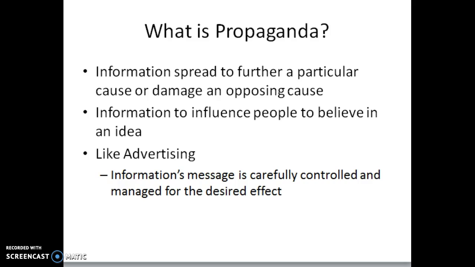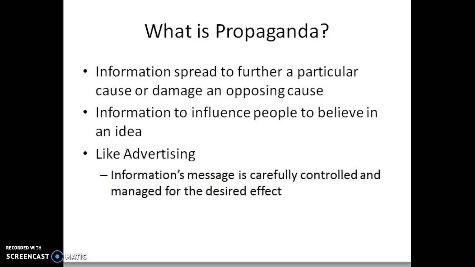If you're looking to do something about propaganda for your World War One artifact, we need to look at the definition of propaganda. It is information spread to further a particular cause or damage an opposing cause. So you're either trying to convince people to think like you, or you're trying to get people to oppose something else, and that's really information to influence what people believe in.